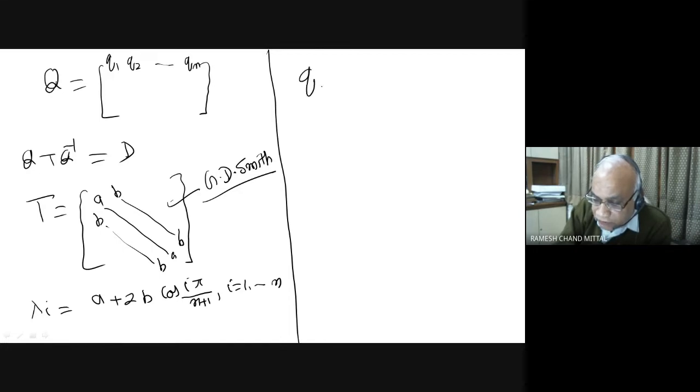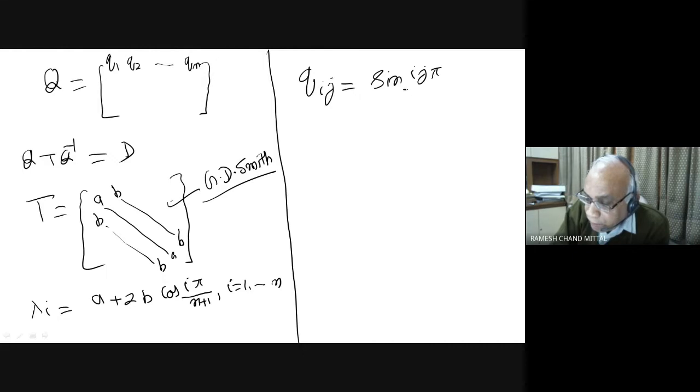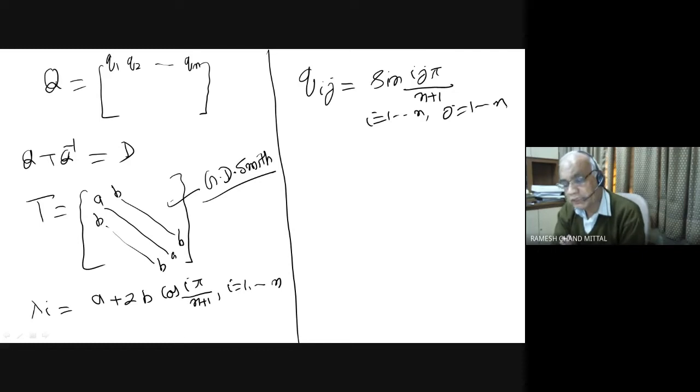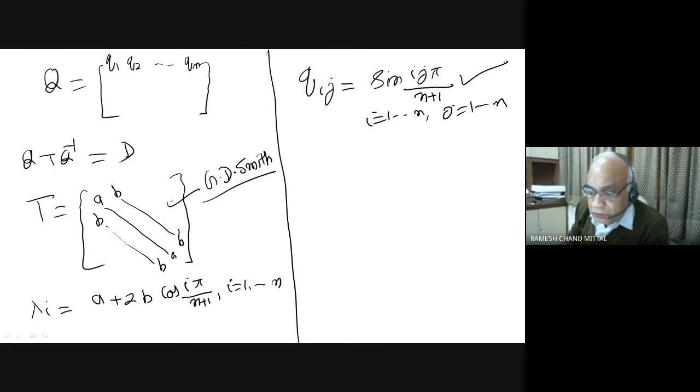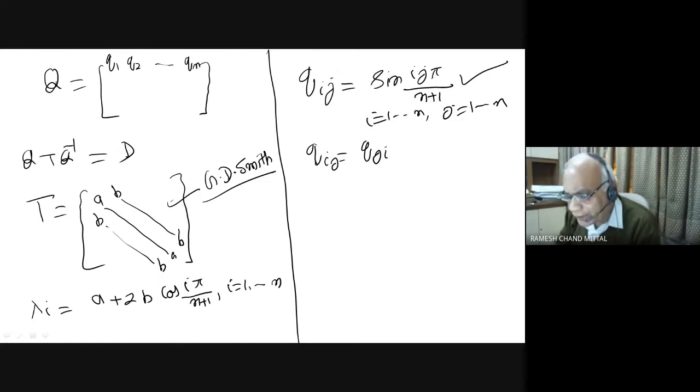So this is my lambda_i, and my Q matrix. I define my Qij typically as sine of ij pi upon n plus 1, where i is going from 1 to n and j is going from 1 to n. So this is my Qij matrix, or my Q1, Q2, defined here. Friends, this is a symmetric matrix because Qij is equal to Qji. What I do is that they are orthogonal vectors, so I orthonormalize them.